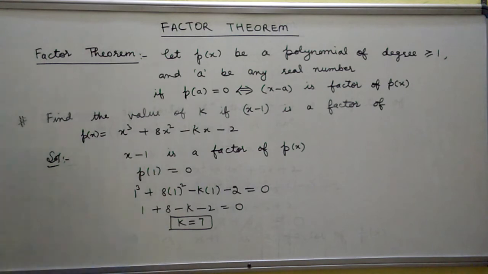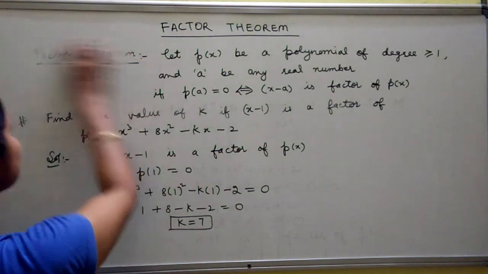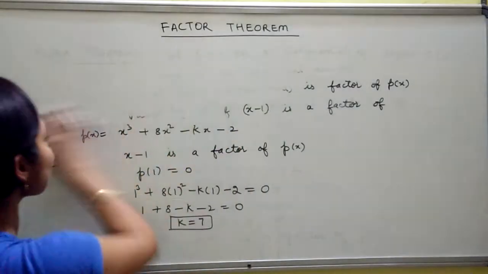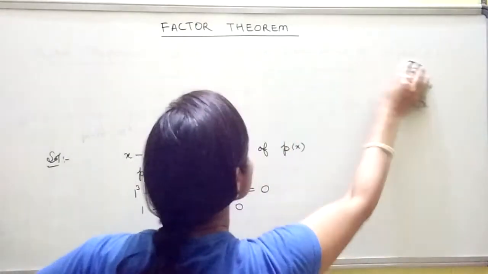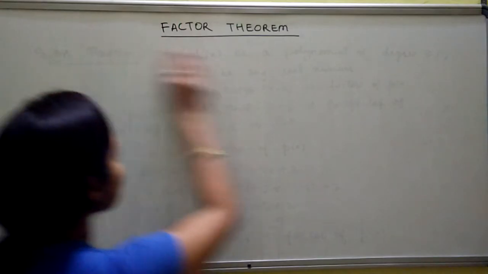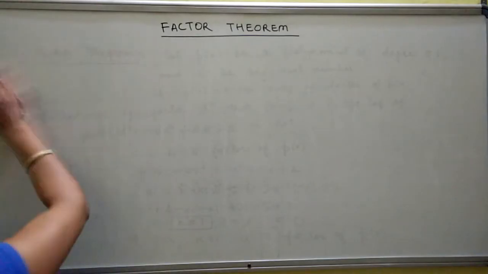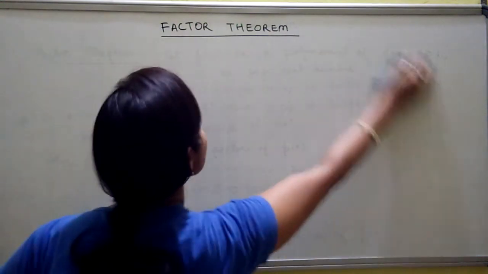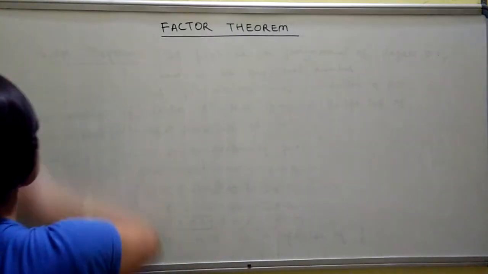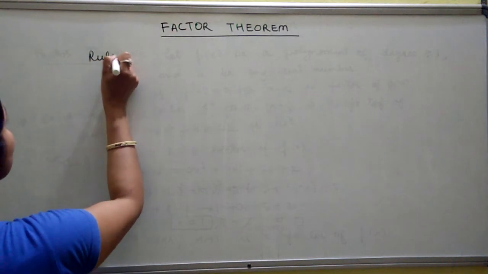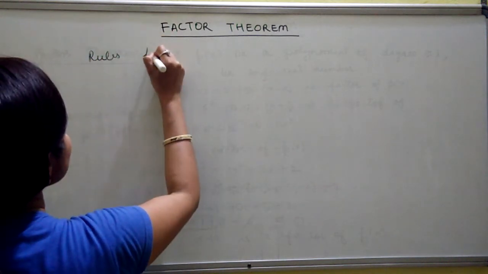Okay. Now come to the next topic: rules to find the factors. How can we find the factors? Rules for factorization. First of all, the degree should not be more than 3.